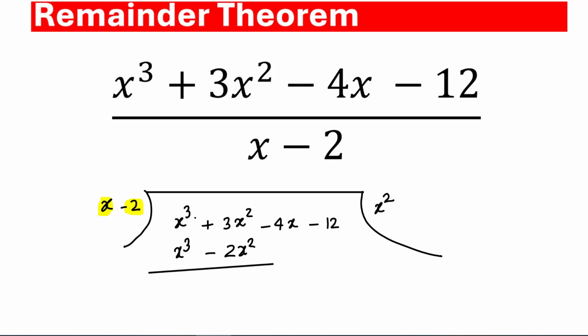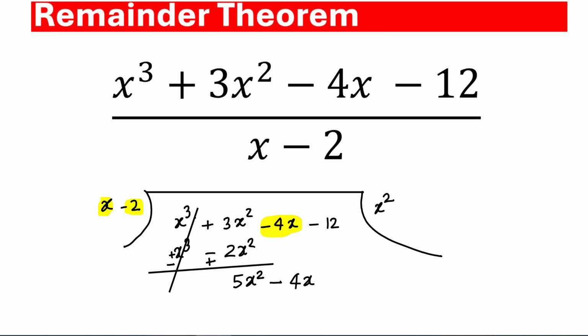So what we will do is change the sign. Here I have a positive sign, so make it negative. Here I have a negative sign, make it positive. Now x cube and minus x cube get cancelled out, and then we will have 3x square plus 2x square, that is basically 5x square. Now we will put the next term, that is minus 4x. So let us put this term, minus 4x.